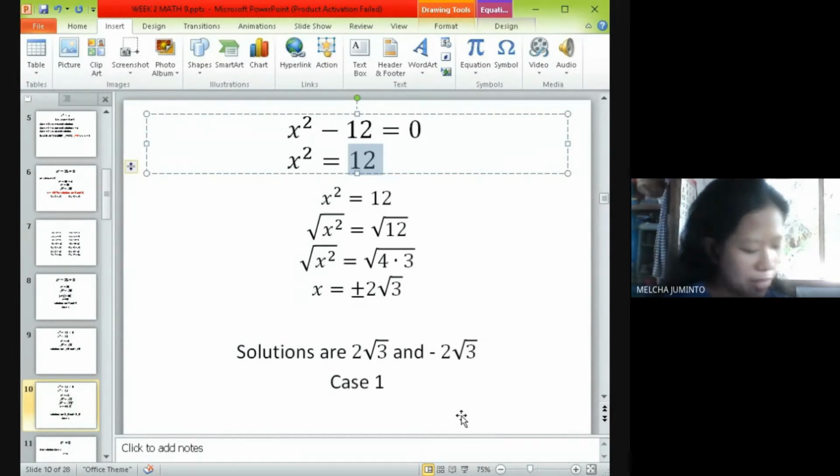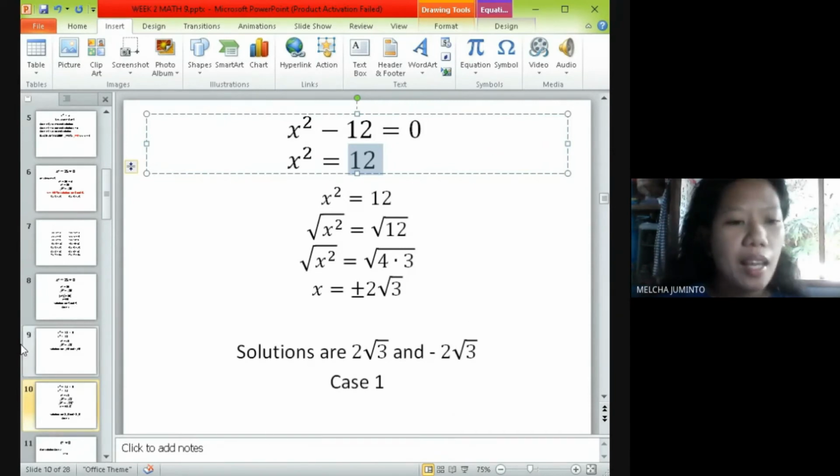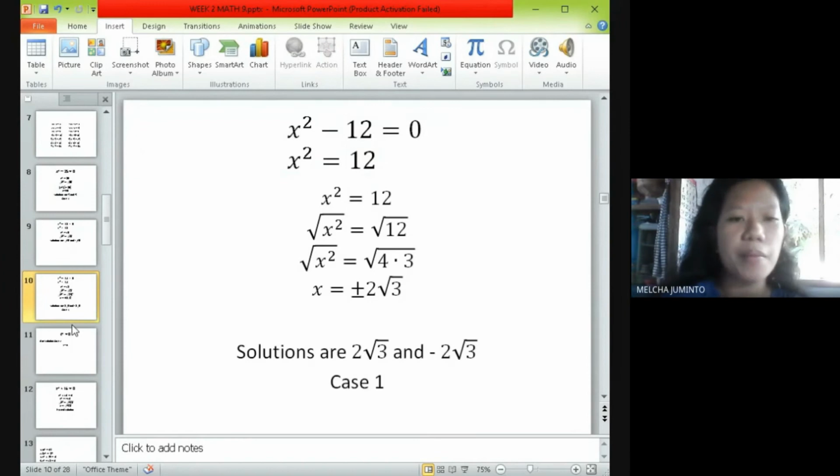Hindi na muna yun kasi ano pala yun. Doon tayo sa extract me. Page 23 na lang. Activity 6, extract me. Page 23, activity 6, extract me. I will answer number 10. Problem number 10.